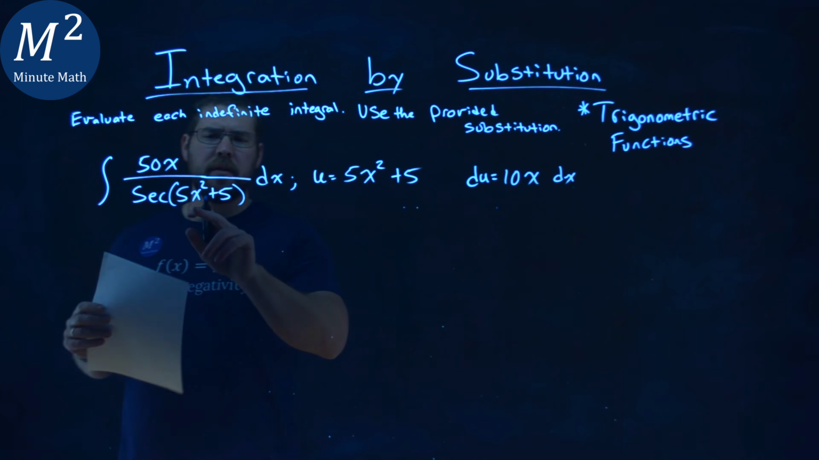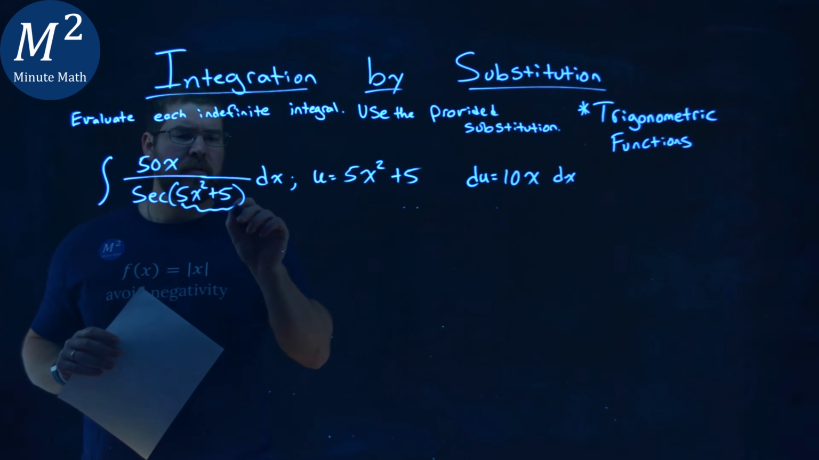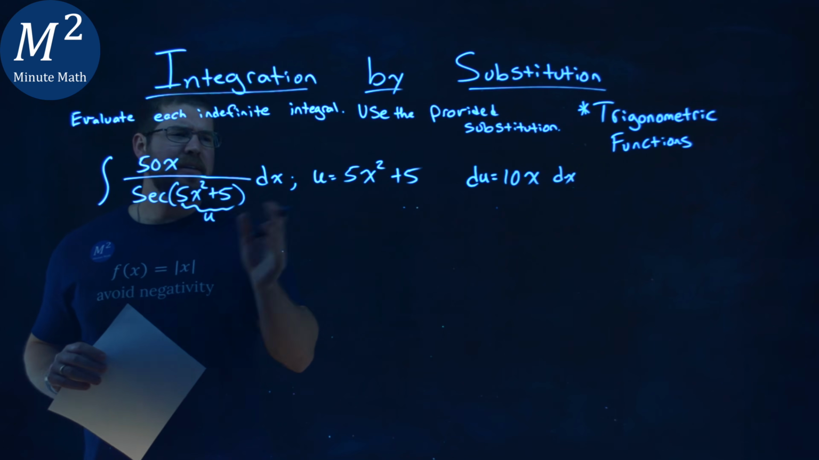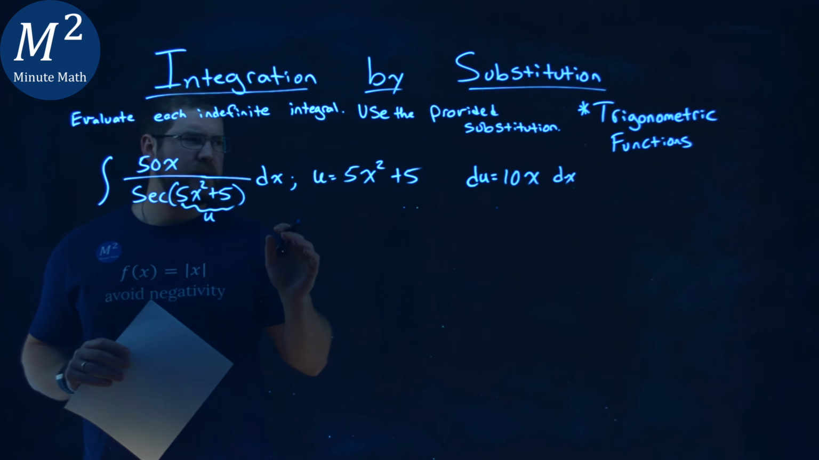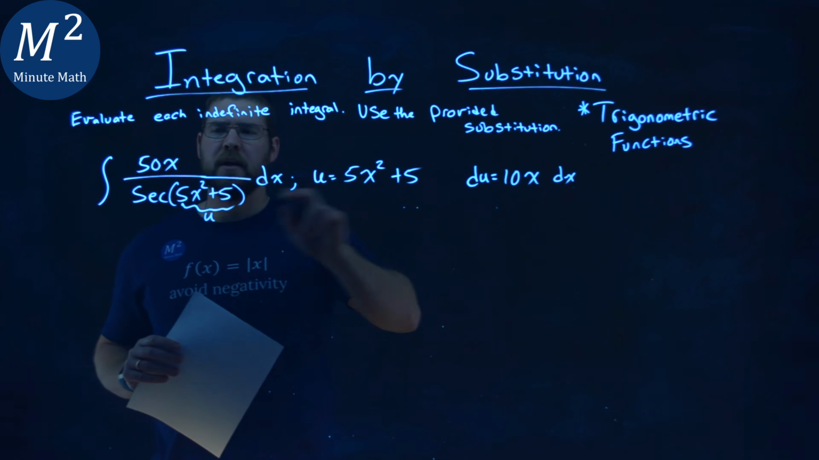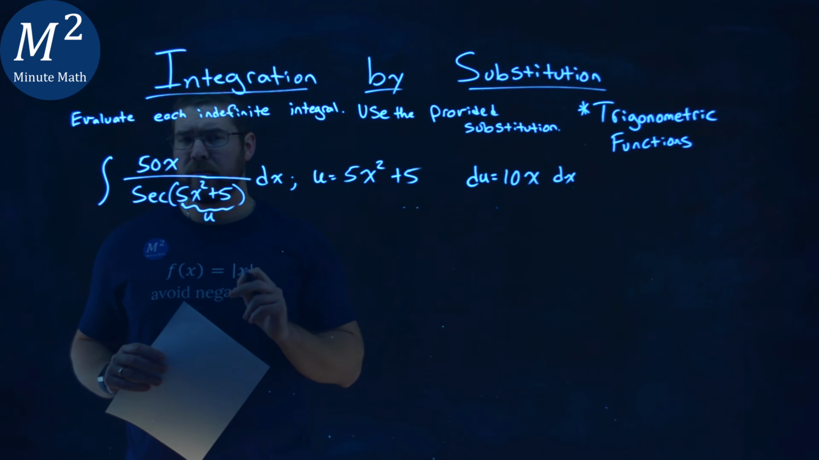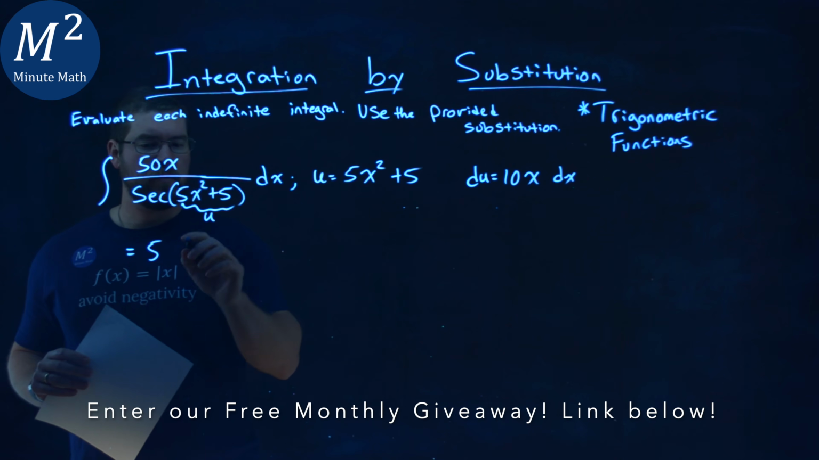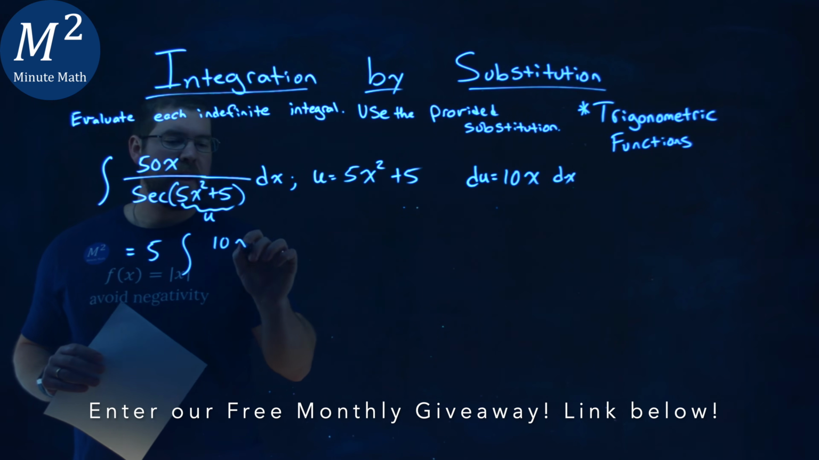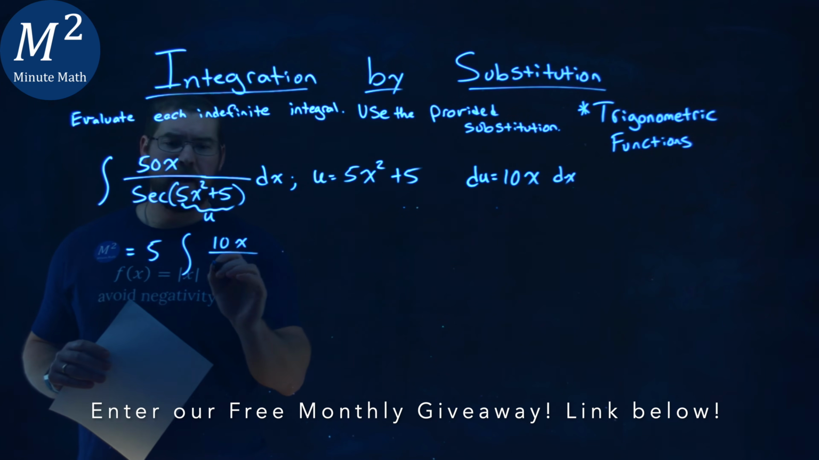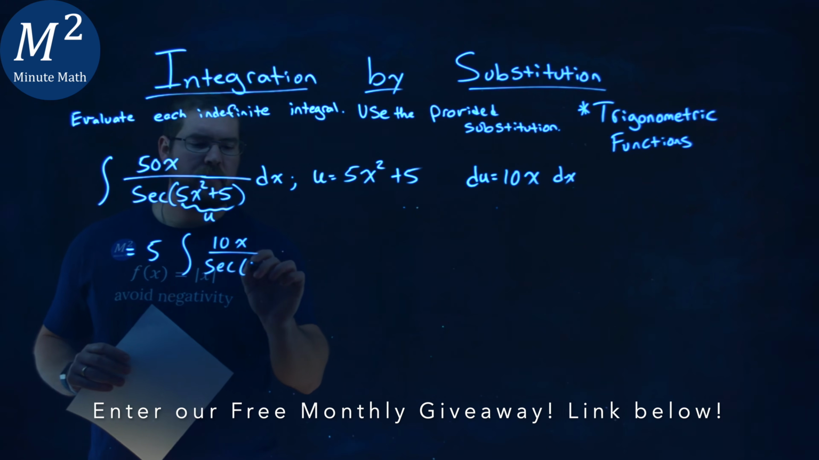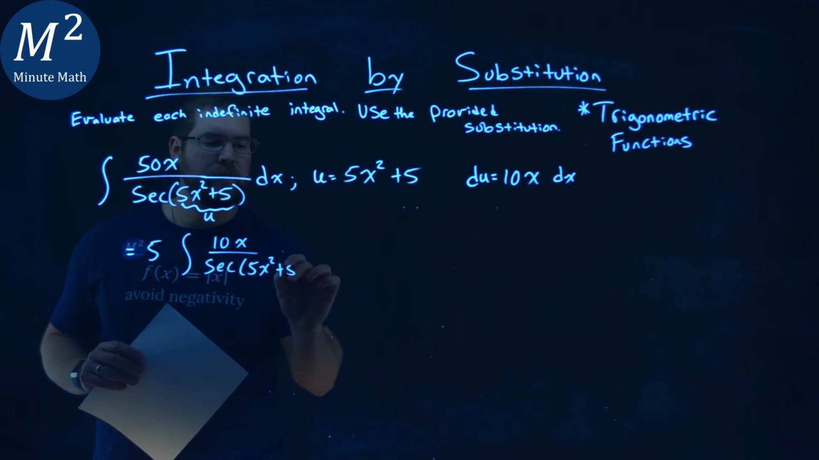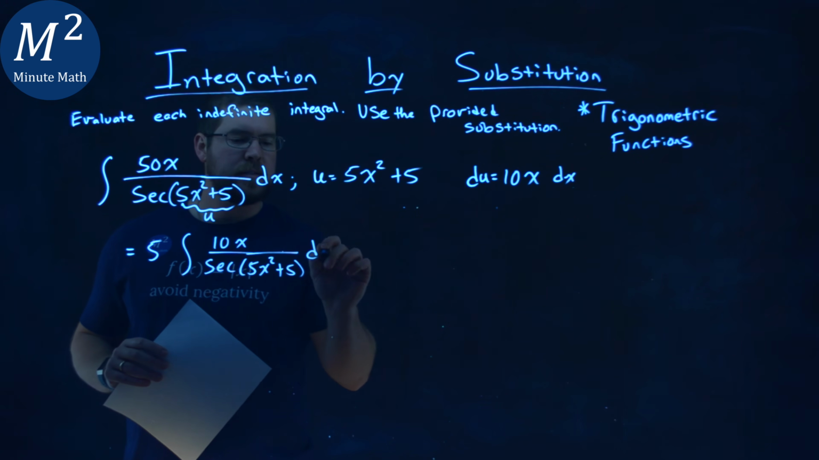All right. Well, we want to rewrite this in terms of u. Now, clearly this inside the secant is our u value, but our du doesn't really line up perfectly. We have a 10x dx, and here we have 50x dx. If I pull a 5 out of my integral here, I'm left with that 10x dx we're looking for.